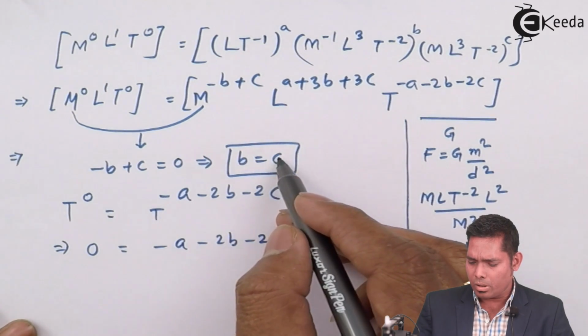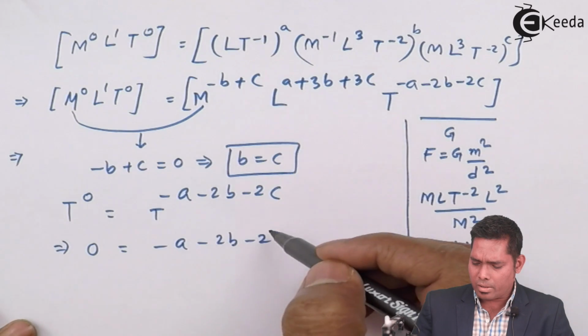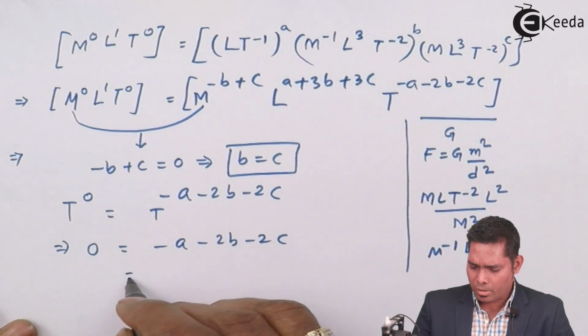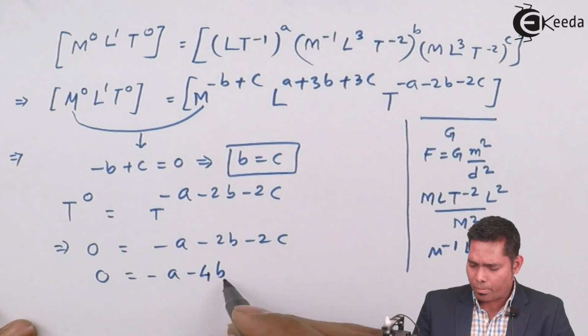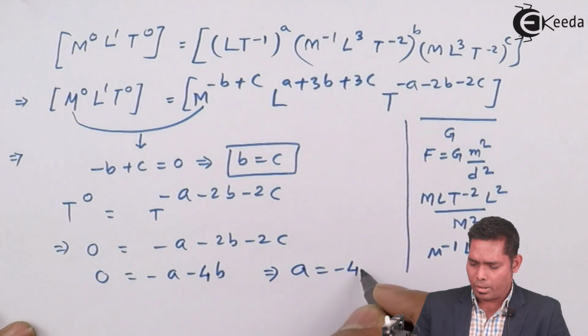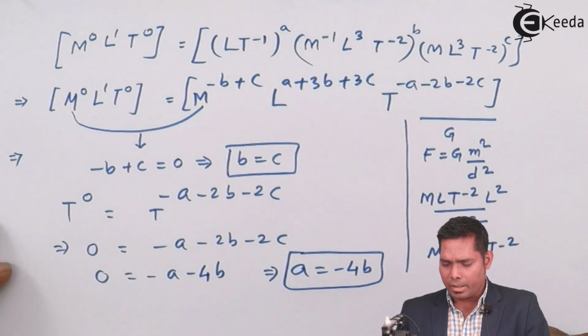But b equals c, so either I write b or write c. So let us say that I am writing c as b here, so it is minus 4b. So minus a minus 4b is 0. So from here I get that a is minus 4b. I am getting this one. B equals c I am getting here.